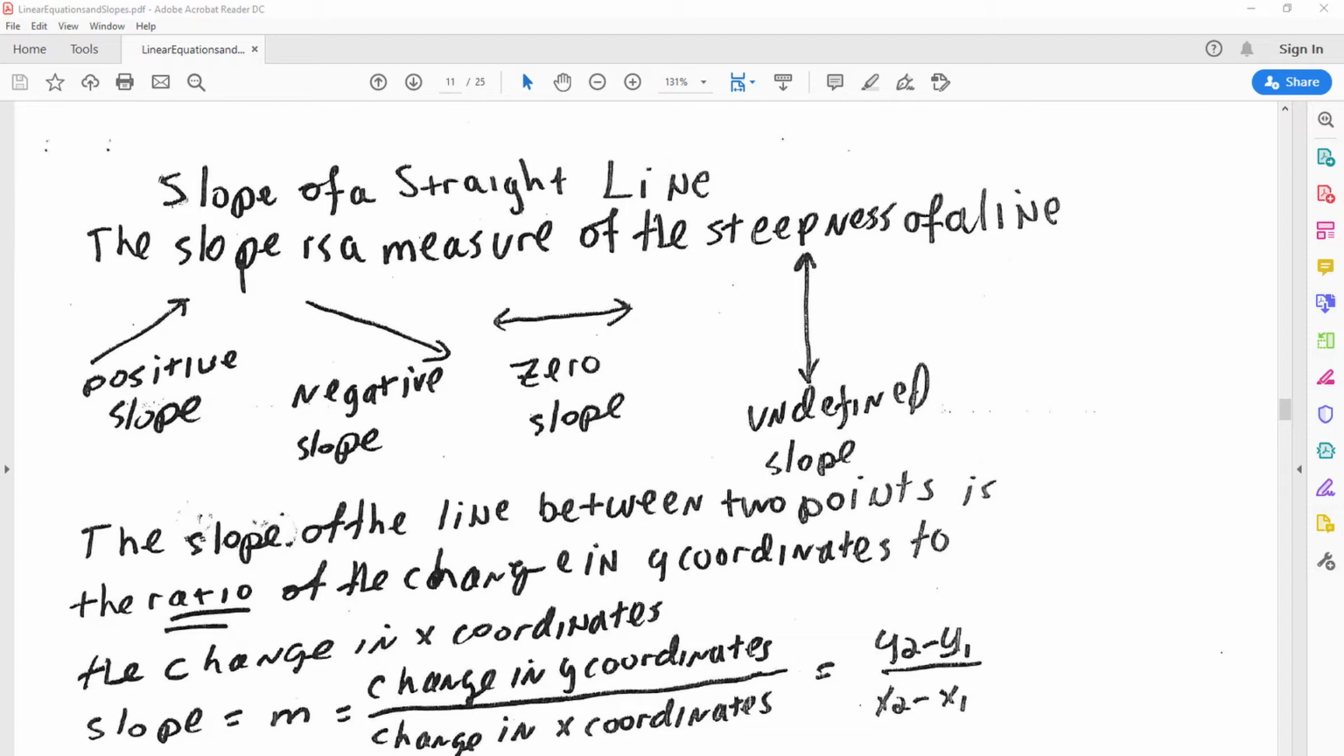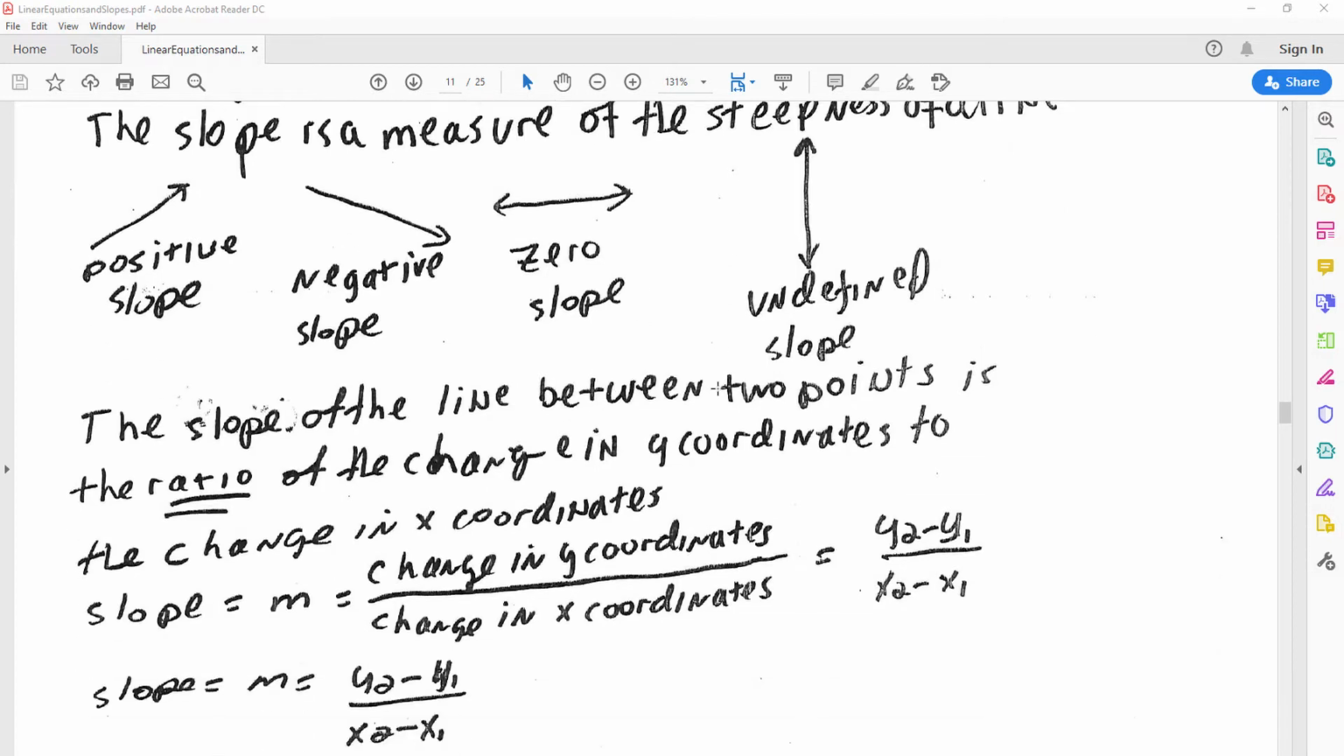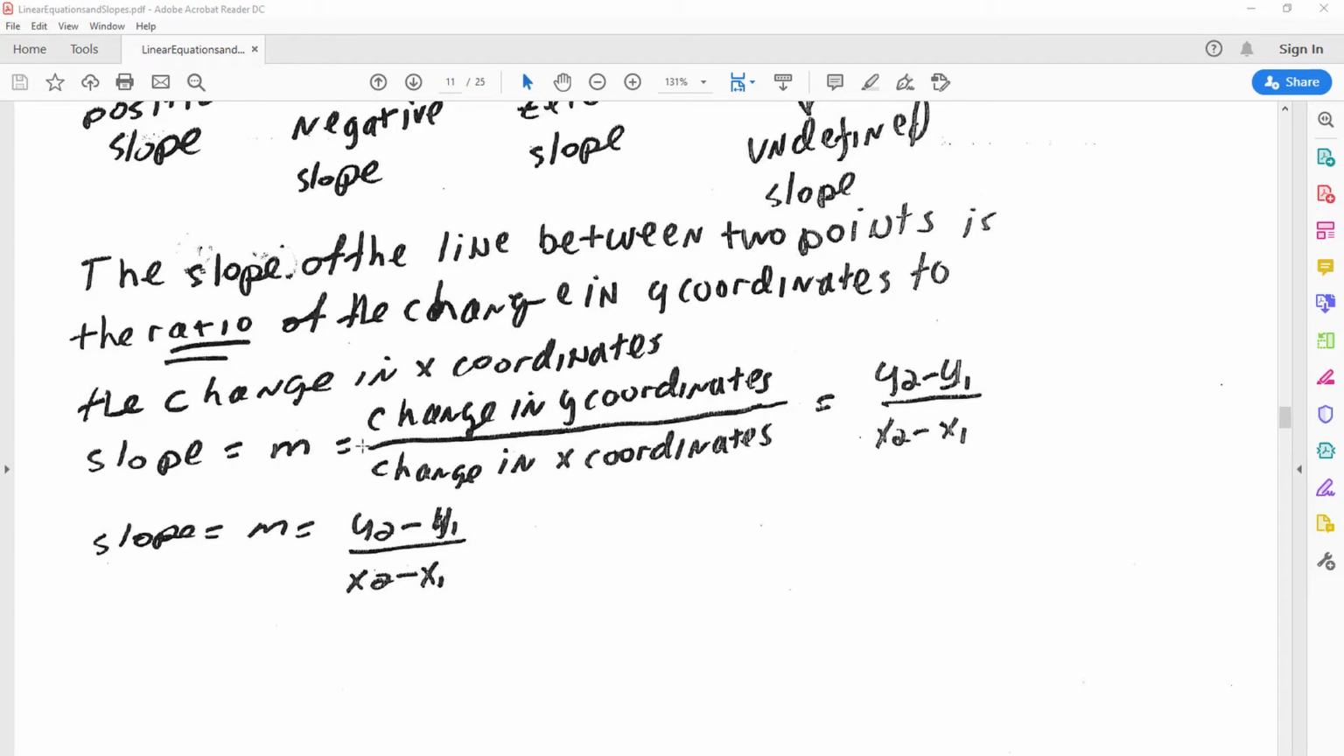The slope of the line between 2 points is the ratio of the change in y coordinates to the change in x coordinates. So you can see that here. The slope is simply a ratio of the change in y coordinates divided by the change in x coordinates. And algebraically, that could be y2 minus y1 divided by x2 minus x1.